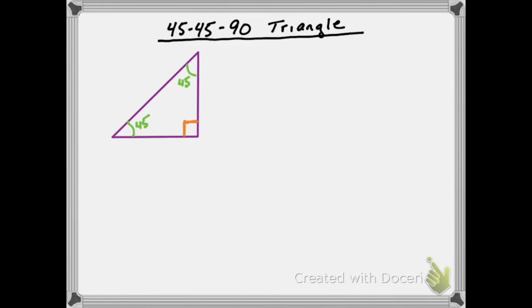Finding the sides on any 45, 45, 90 triangle. Here's one drawn out, and for the sake of argument, let's call the hypotenuse x. Since both angles are 45 degrees, we can call both sides a, we know they're the same length, and then we have the Pythagorean theorem, so we know a squared plus a squared is equal to x squared.